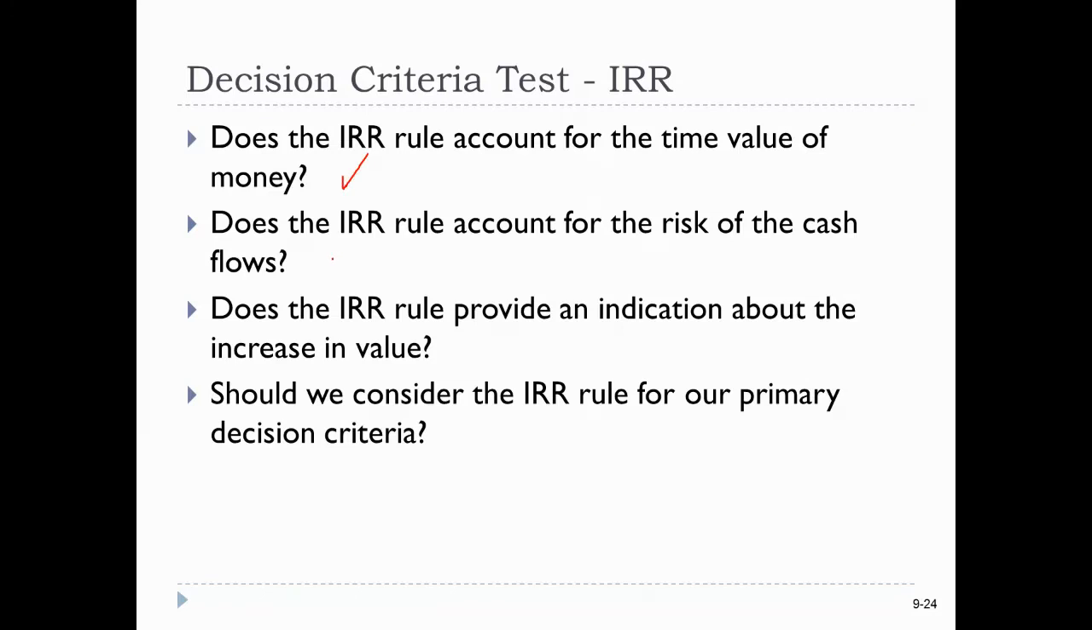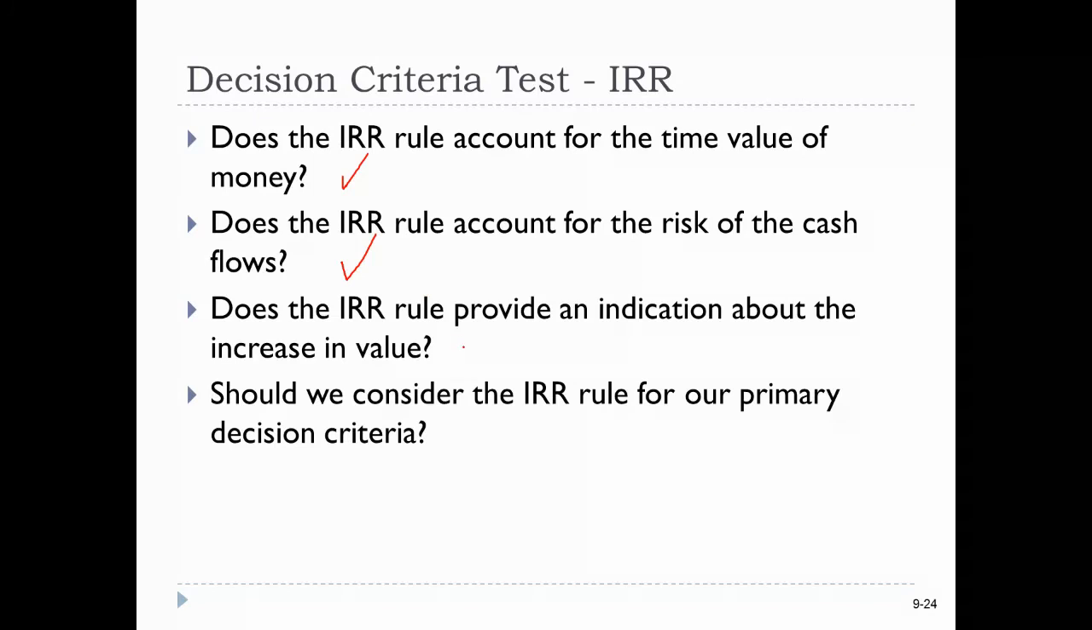Does it account for risk? Yes, but sort of indirectly. It doesn't account for risk when you calculate the IRR, but when you compare the IRR to the hurdle rate, to the cost of capital, you're comparing the return of the project to an appropriate risk-adjusted discount rate that reflects how risky the project is. So in use, yes, it's true. This does work.